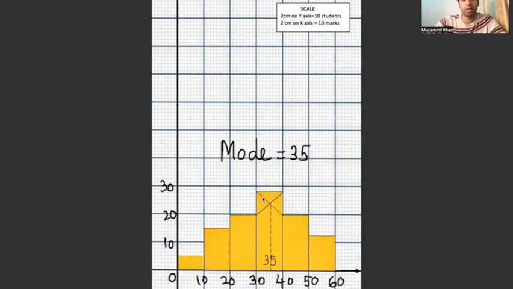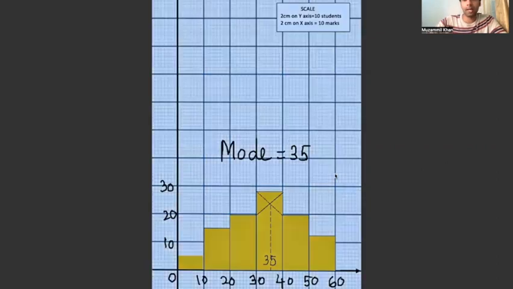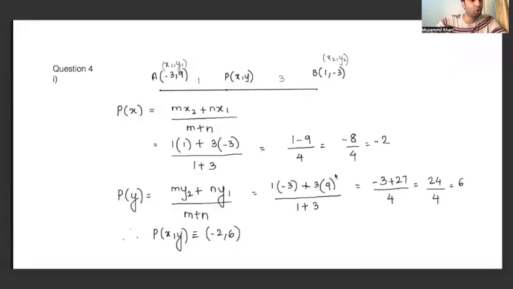After this, to find the mode, again, this was relatively easier. We had to join these two extremes and these two extremes. And because the two adjacent buildings are of the same height, the mode naturally would be at the center of 30 and 40. And therefore, the answer for mode for question 3, the fourth part, and this was for 3 marks, is 35.